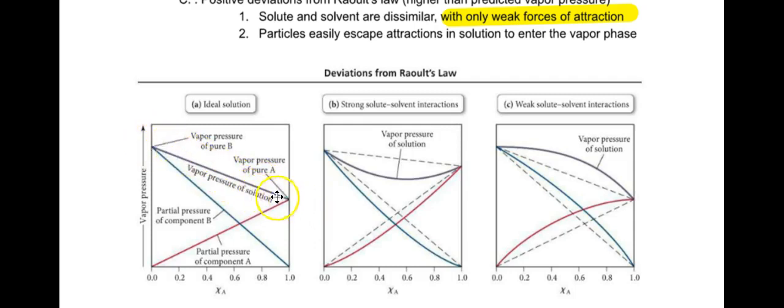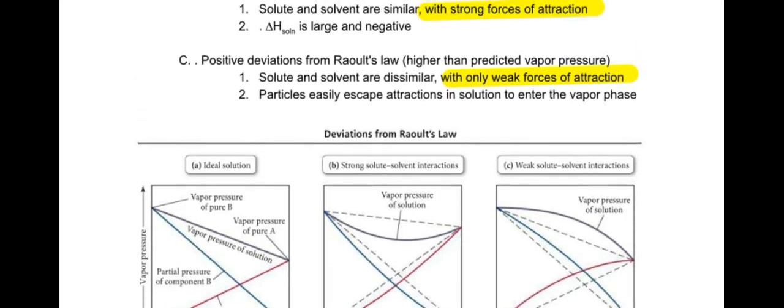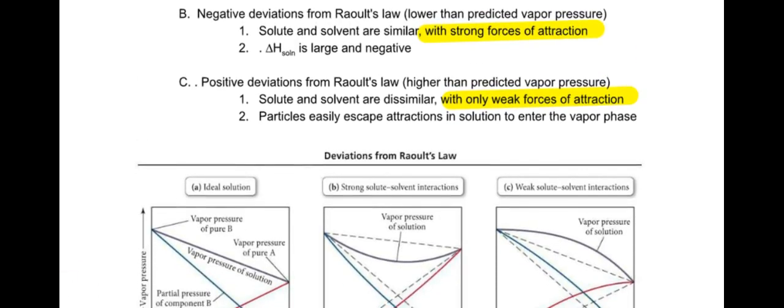This is your math, okay? This is what it should be. But like we said before, ideal, there is no such thing as an ideal solution. And we have something called negative deviations and positive deviations. So this right here is your negative deviation. That means that the vapor pressure is actually lower than what it should be.